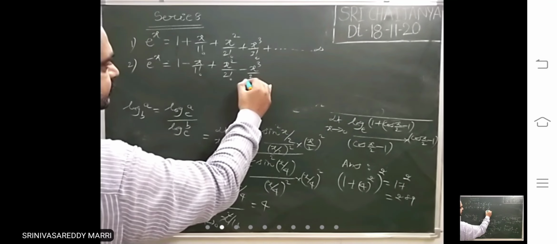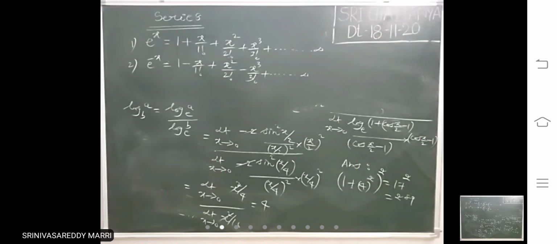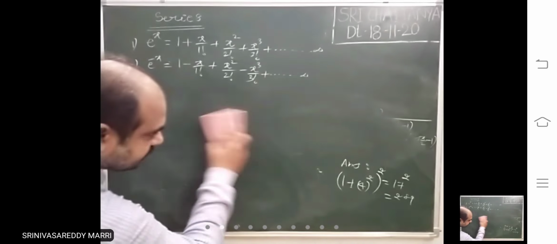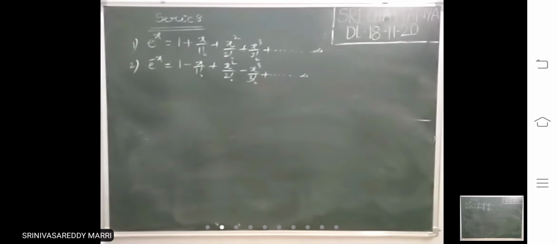Alternate plus minus, plus and so on, infinite series. This is the e power x series. Next is the third.